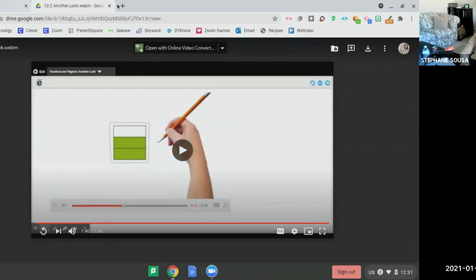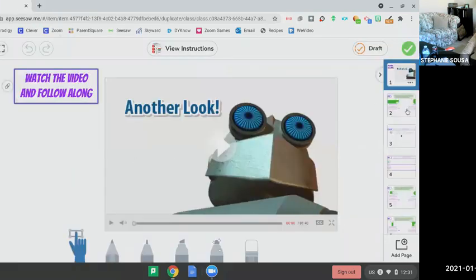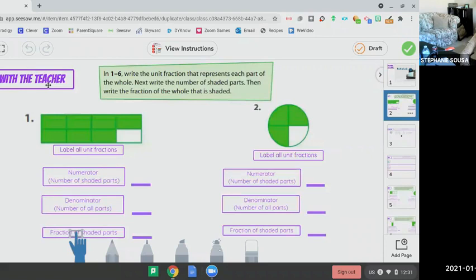Okay. Going back, let's look at slide 2. Slide 2 says with the teacher. This is very similar to what we just did. Directions say write the unit fraction that represents each part of the whole. Next, write the number of parts. Then write the fraction of the whole that is shaded. So we have 3 things to do, okay? Get a pen ready. Change it into a color that you like.